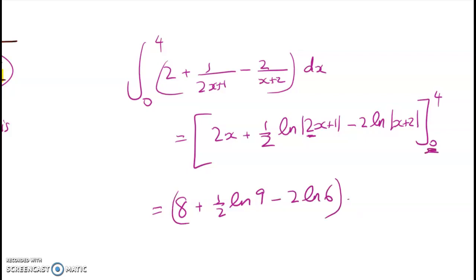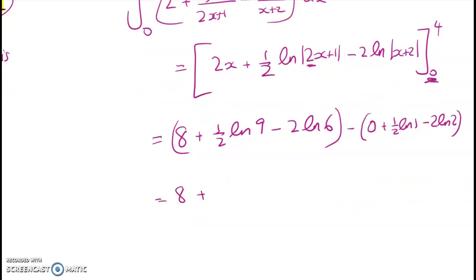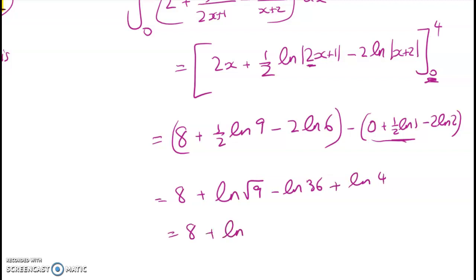And don't think that all of the next bit's going to be 0, because it's not, but we're going to have 0 plus a half log of 1 minus 2 log 2. Now it's time to do the cleanup. We get 8 plus the log of root 9 minus the log of 36 minus 0 plus 0, so plus the natural log of 4. So we get 8 plus the natural log of 3. And then here I'm going to combine those two to be plus the natural log of 1/9.